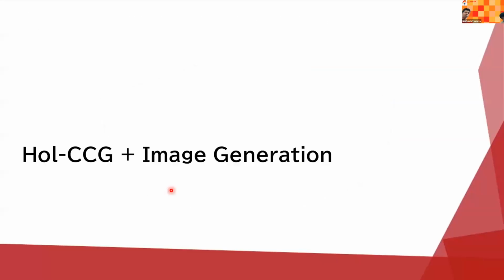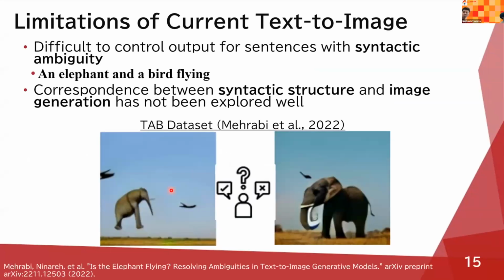And this is the more recent work I'm conducting, holographic CCG plus an image generation model. Maybe everyone knows about the recent text-to-image generation models like Stable Diffusion or Midjourney, which demonstrate very high quality and generate high quality images. But there's one limitation I know. It's difficult to control output for a sentence which has a syntactic ambiguity.